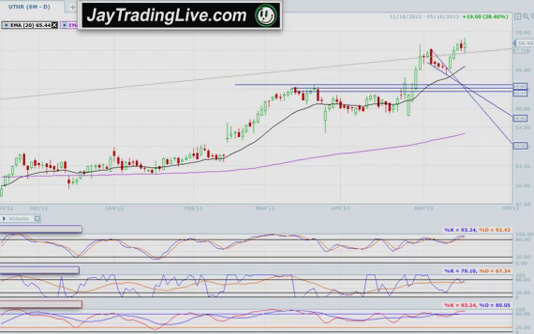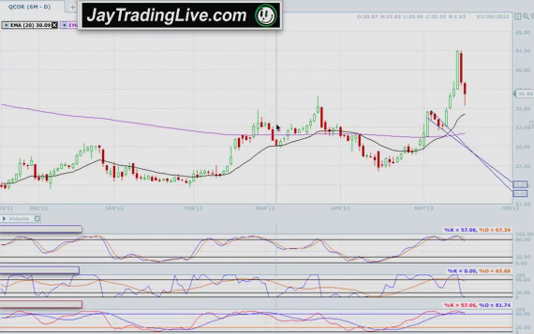You want to see a really nice gain on the flag? Let's pull up QCOR. Great flag there, nice move up. Then your flagpole, little flag, break out. Buy it anywhere on this candle, and then rippage. We are off to the bank, ladies and gentlemen.